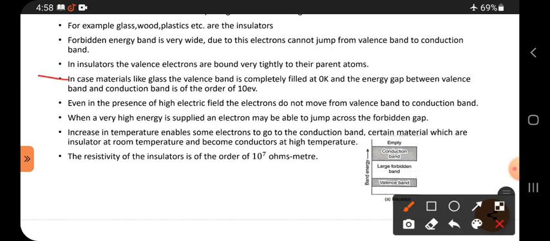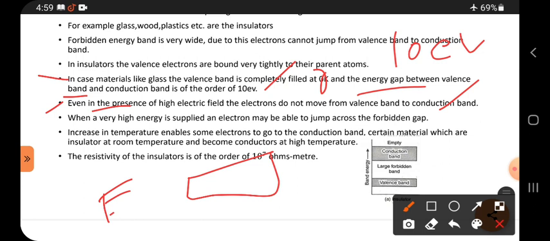In materials like glass, the valence band is completely filled at 0 Kelvin, which is a very low temperature, and the energy gap between the valence band and the conduction band is of the order of 10 electron volts. That is the forbidden energy gap for insulators. Even if you apply a high electric field, electrons cannot jump from the valence band to the conduction band. When very high energy is supplied to insulators, then what happens?